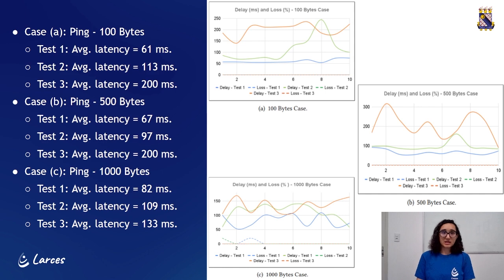And for the last case, with 1,000 bytes, we obtain a latency of 82 milliseconds in test 1, 109 milliseconds in test 2, and 133 milliseconds in test 3, also with no data loss. Comparing the cases, we notice that when we ping at 1,000 bytes, the latency is smaller than when we ping smaller values like 100 or 500 bytes.